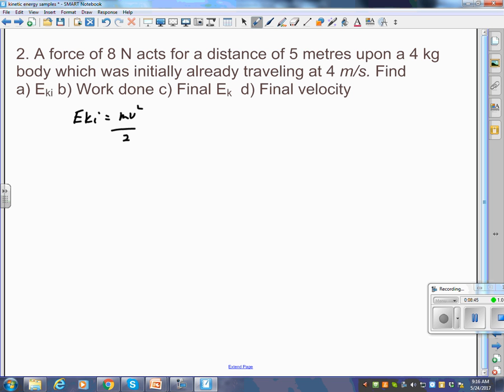mv squared over 2. So the initial kinetic energy, the mass is 4. The velocity is also 4 squared. So 4 squared is 16. 4 16s is 64. Divided by 2 is 32 joules. It has 32 joules of kinetic energy. J's look a lot like 5, don't they?